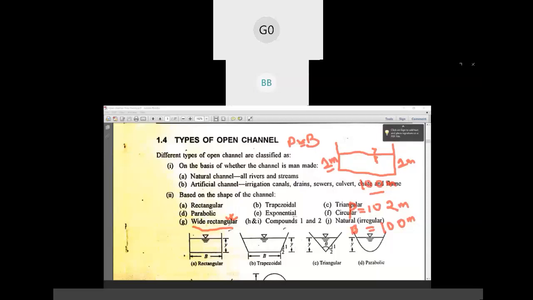So when someone says wide rectangular, then you understand that the wetted perimeter of that particular channel is almost equal to the width of the channel. That means your depth of flow is very less as compared to the width of the channel. You can see here your width is 100 meter, whereas your depth is just 1 meter. So that's why your wetted perimeter and your width of the channel is almost same. So this is your wide rectangular channel, where your wetted perimeter is almost equal to width of the channel.